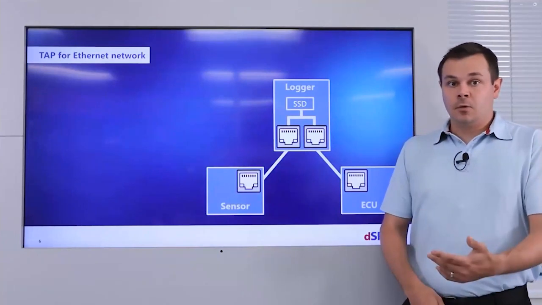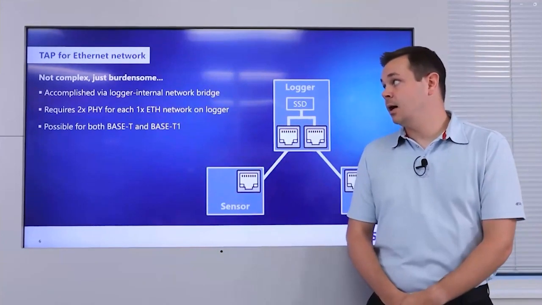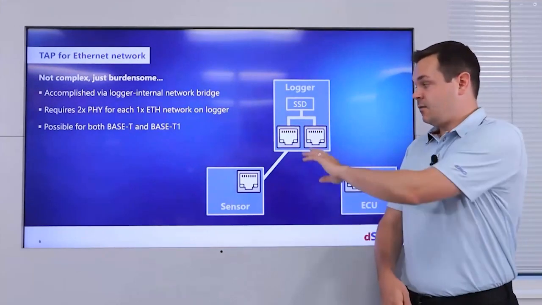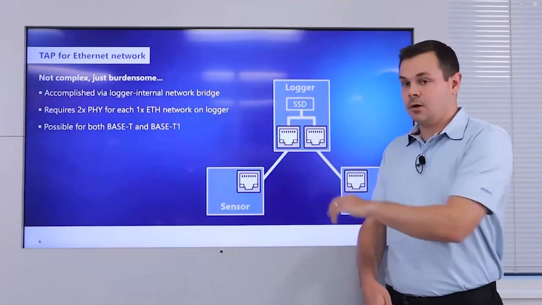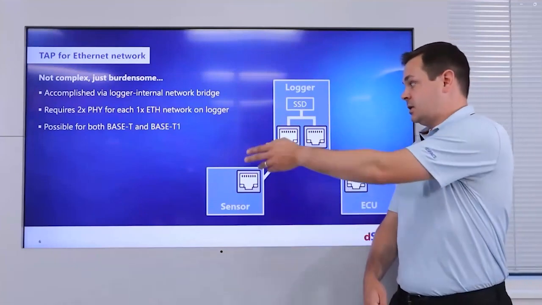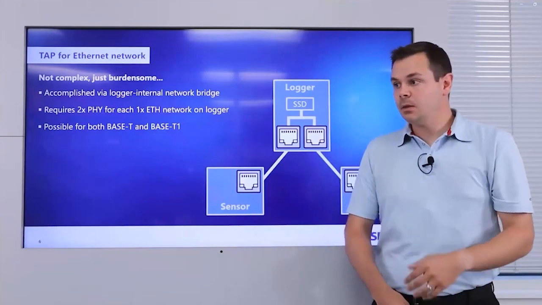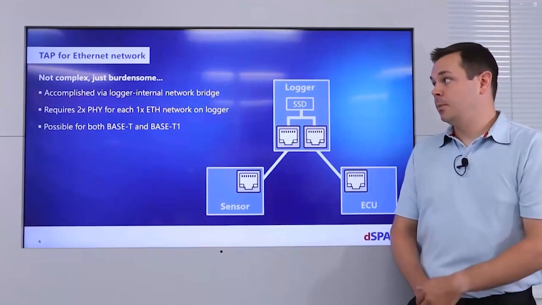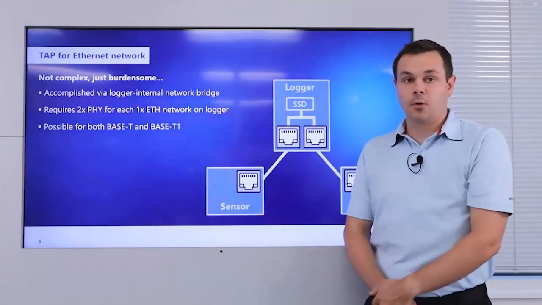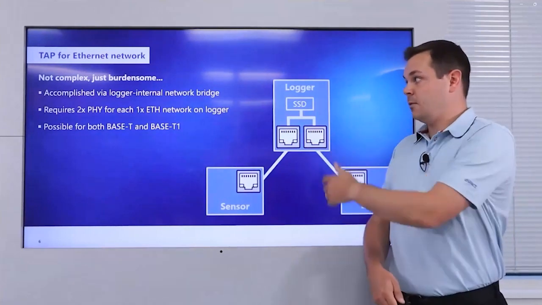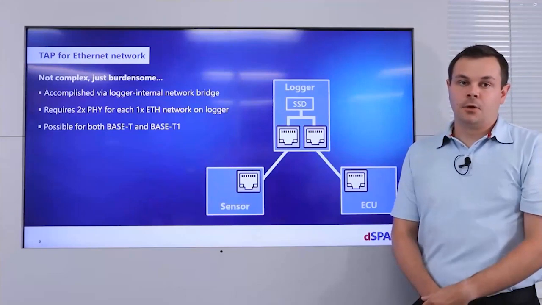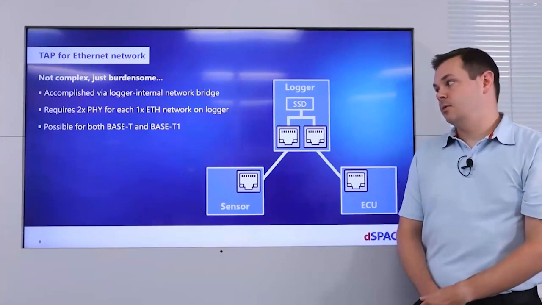Ethernet is a little bit more complex. For Ethernet, we need to have some additional hardware. We can't just have one interface to connect to the network. We need to actually pass the data through that interface. This is accomplished via an internal network bridge, but it does require 2 ports for each one network that you're trying to log. And this is going to be possible for both standard Ethernet and automotive.